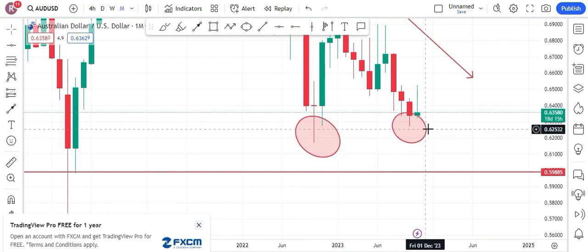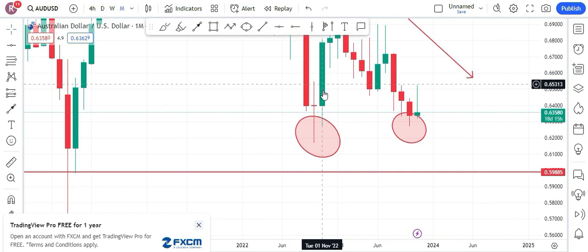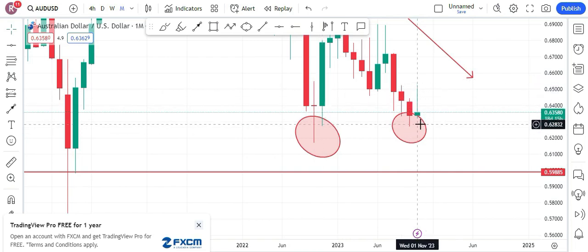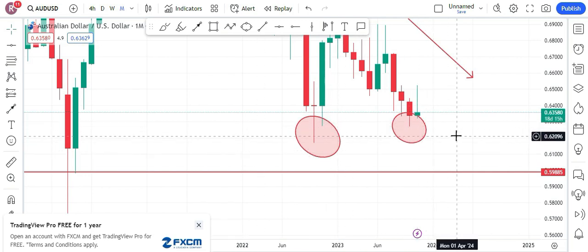Now, to have a double bottom on the monthly time frame, we need one red, one green, one red, one green. But this green we cannot take under consideration at the moment because it is the month of November, and when we are recording this video, it is the 12th of November. Until the 30th of November we cannot say anything, because if it gets more bearish it will break down, so it will be red and there will be no double bottom at all.